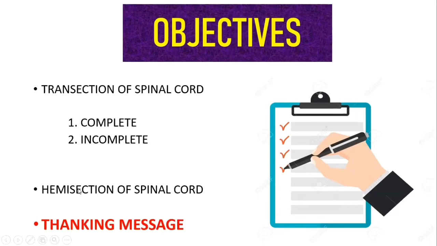So what is the meaning of hemisection? Only half of the spinal cord is going to be damaged. That is called a hemisection of the spinal cord. Transection generally refers to a tear of the spinal cord. If the entire spinal cord is torn, it is called a complete transection. If only bits and pieces are torn, it is called an incomplete transection.